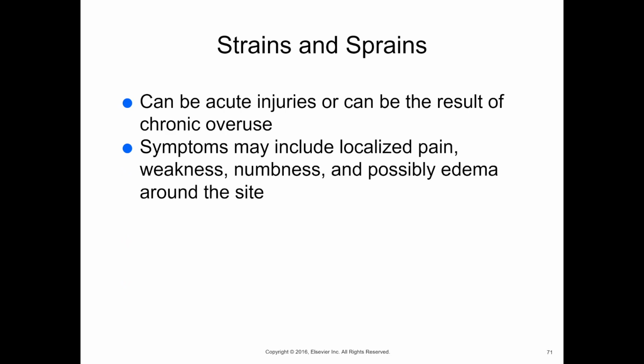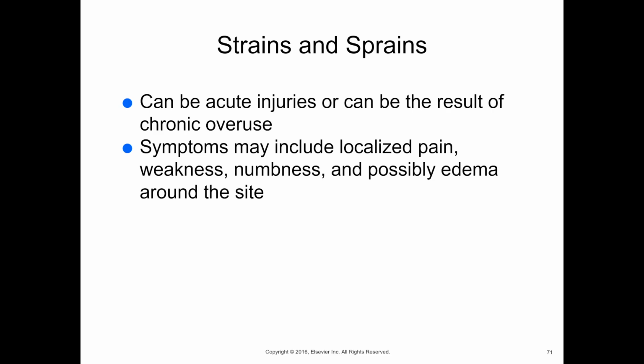Strains and sprains, already talked about this before. Typically, they're associated with sports, but they can also be any other type of acute trauma or chronic overuse. They're going to cause localized pain. Typically, with grade 2 and higher strains and sprains, you'll get weakness. You can also experience numbness and edema of the area. Again, these things are graded scale 1 through 3.